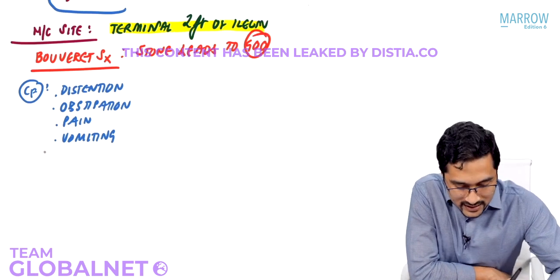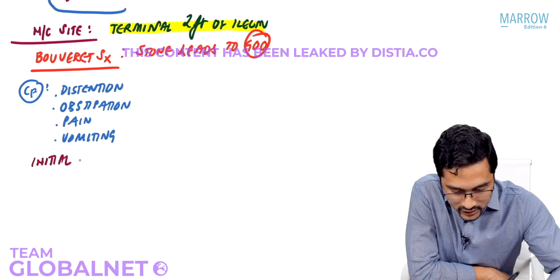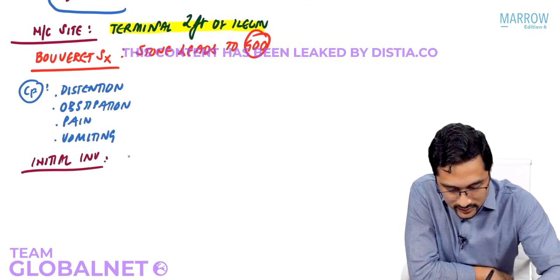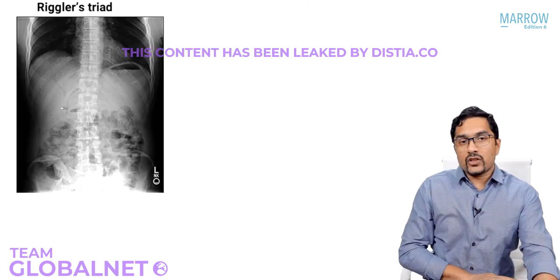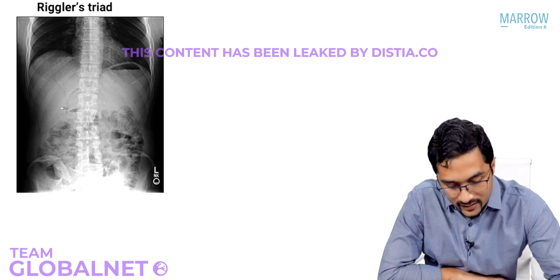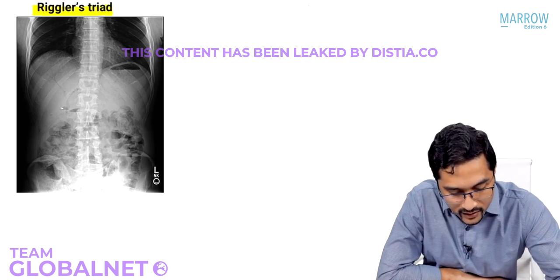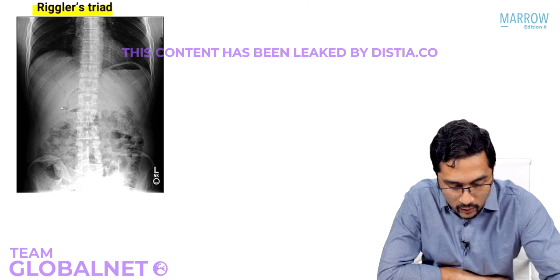Now, you know the initial investigation. You know that the initial investigation in bowel obstruction is an X-ray abdomen. We've discussed this multiple times. Now, when you do this X-ray abdomen, in these patients, you will get a Rigler's triad. Rigler's triad has been asked multiple times in the exam. Now, Rigler's triad is pneumobilia.